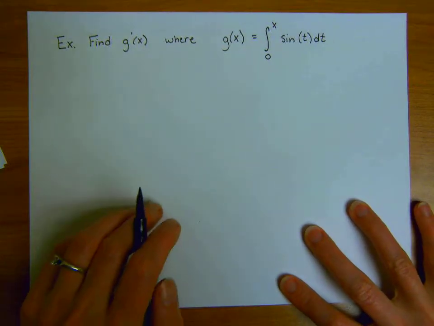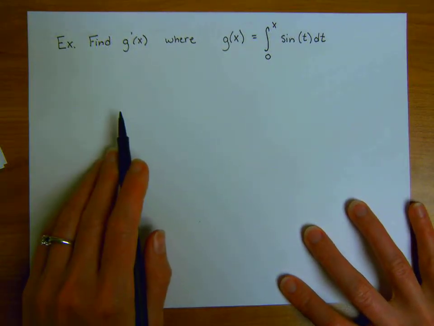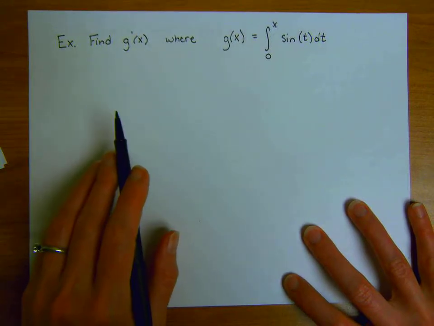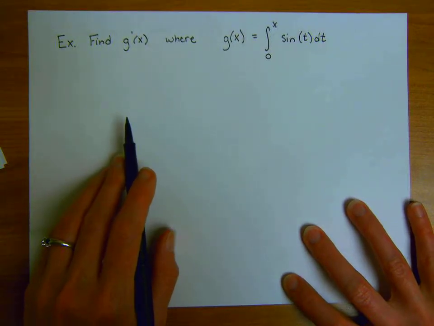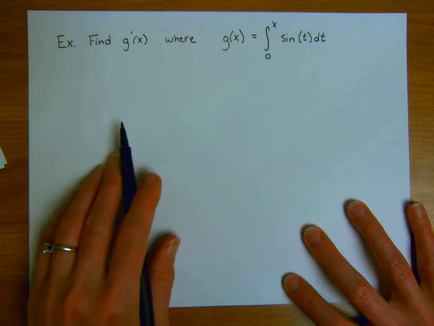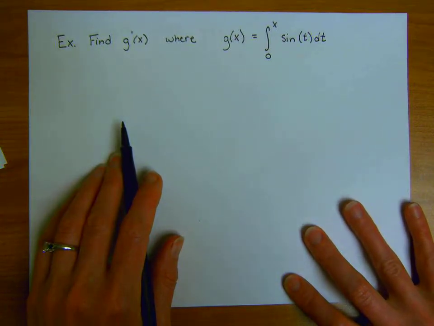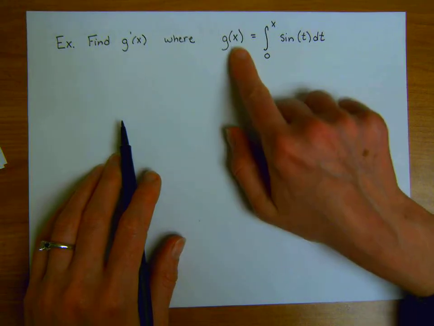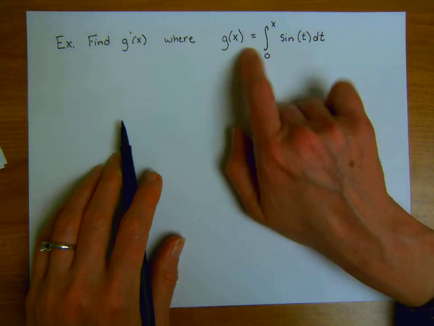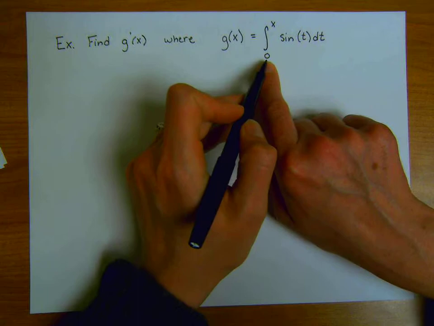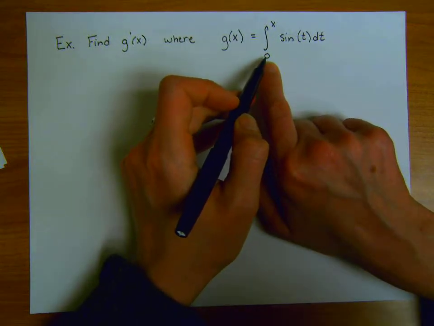In the last video, we saw some area applications, or I guess graphical applications, of the fundamental theorem of calculus part 2. Here we're going to look at the algebraic applications of the fundamental theorem of calculus part 2. So let's say that we are given some g of x function, and it's defined in a weird way, right? It's defined as an area accumulation function.